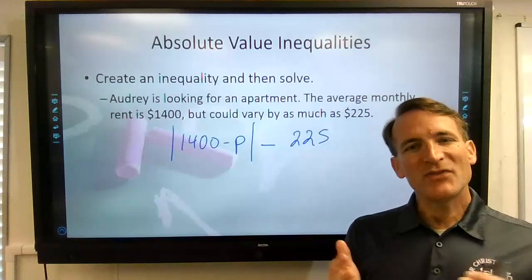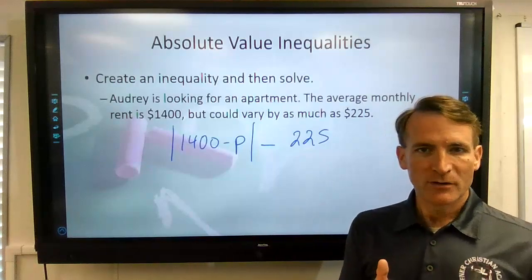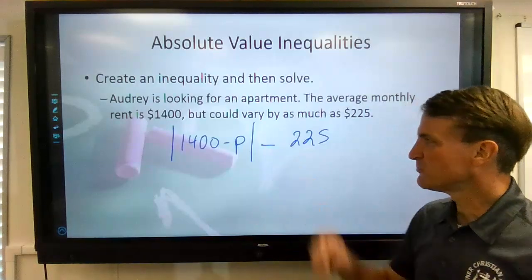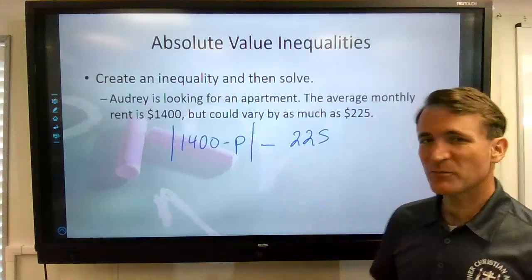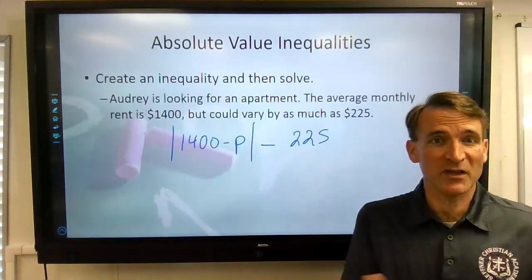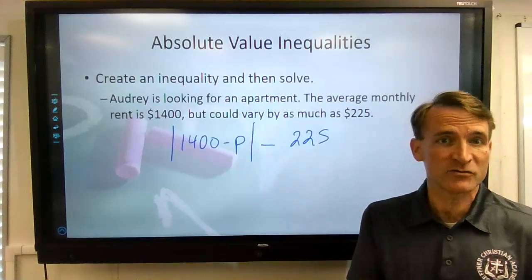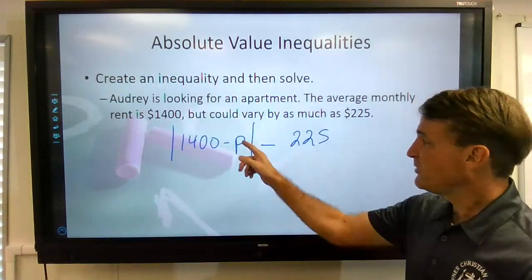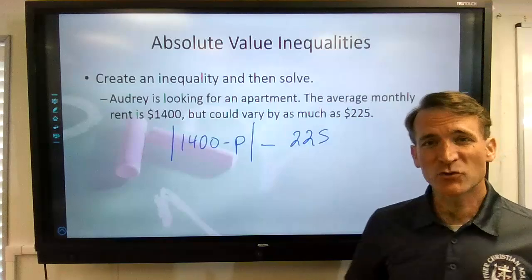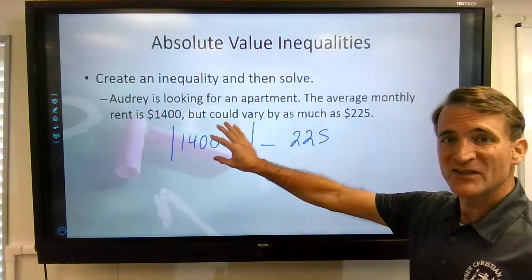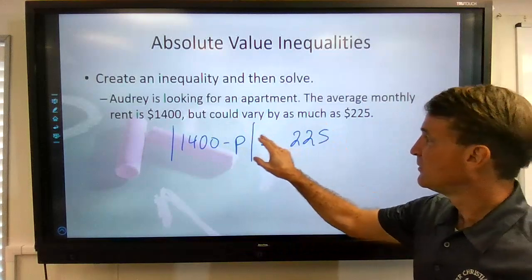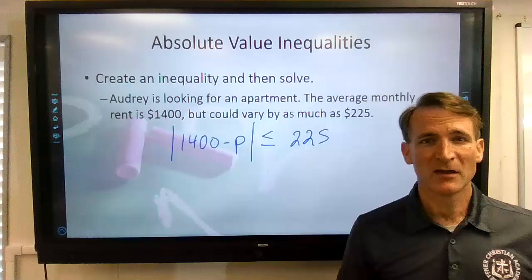So it's got to be within that range. So let's just say P were $1,200. If the price of the apartment was $1,200, which is within the $225 value of the $1,400, then $1,400 minus $1,200 would give me $200.